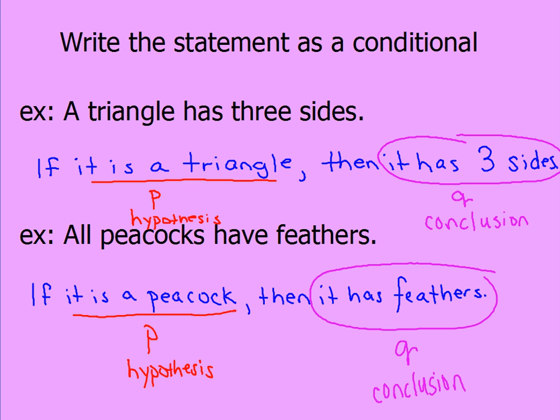Don't add words. For some reason, people want to say, if peacocks have feathers, then it is a bird. Don't add anything. If the problem doesn't say anything about a bird, don't say anything about a bird. Our main ideas are peacocks and feathers. So if it is a peacock, then it has feathers. Keep it simple, keep the same order.